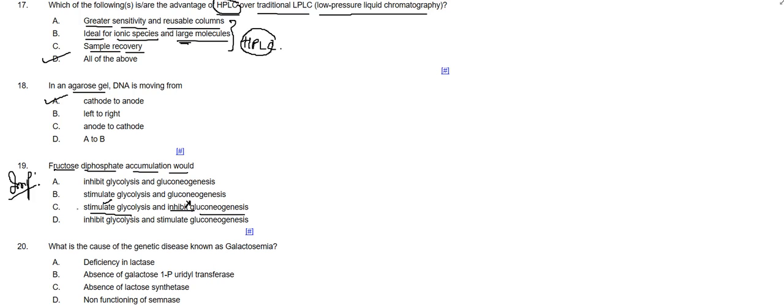Next is, what is the cause of the genetic disease known as galactosemia? So what is the cause of galactosemia? The absence of galactose 1 phosphate uridyl transferase. This is the reason galactosemia occurs, when there is an absence of galactose 1 phosphate uridyl transferase.